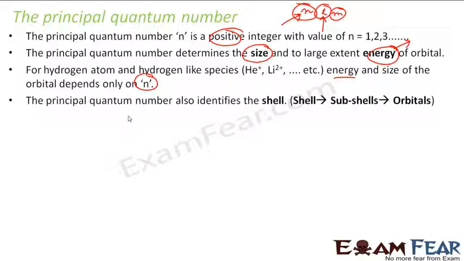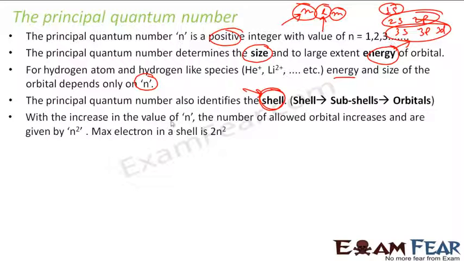The principal quantum number also identifies the shell. As I told, the shell is given by the principal quantum number. When I say 1s, 2s, 2p, 3s, 3p, these numbers give the principal quantum number, the shell. You will see in the next slide that the shell is further broken into subshells, and subshells are broken into orbitals. But it is the principal quantum number which identifies the shell, whether shell 1, shell 2 or shell 3.